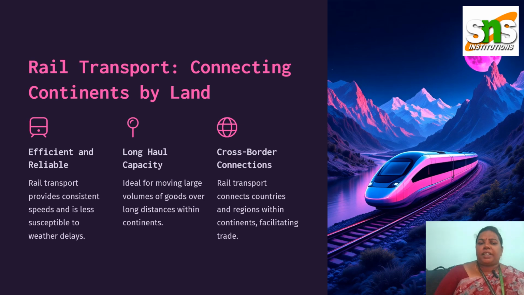Rail transport, connecting continents by land: efficient and reliable, long haul capacity, cross border connections. Rail transport provides consistent speeds and is less susceptible to weather delays. Long haul capacity: ideal for moving large volumes of goods over long distances within the continents. Cross border connections: rail transport connects countries and regions within the continents, facilitating trade.